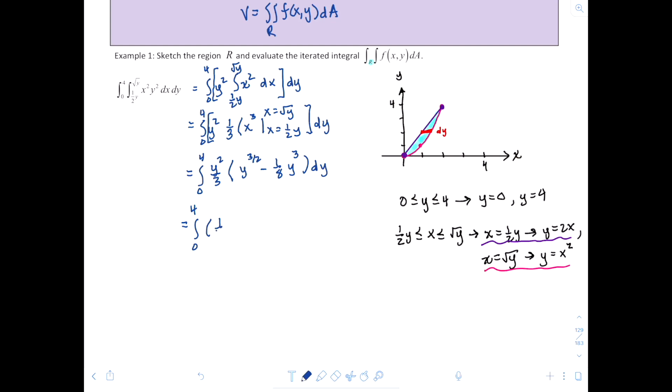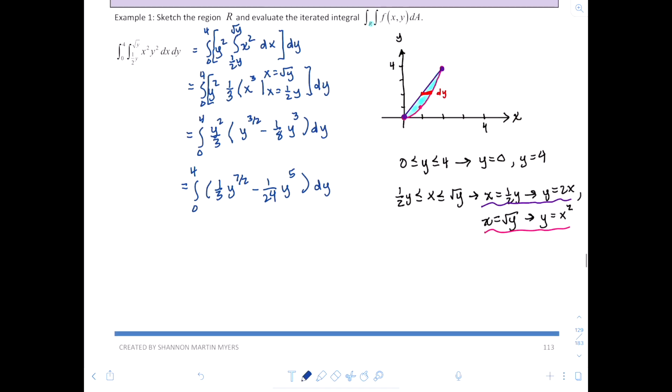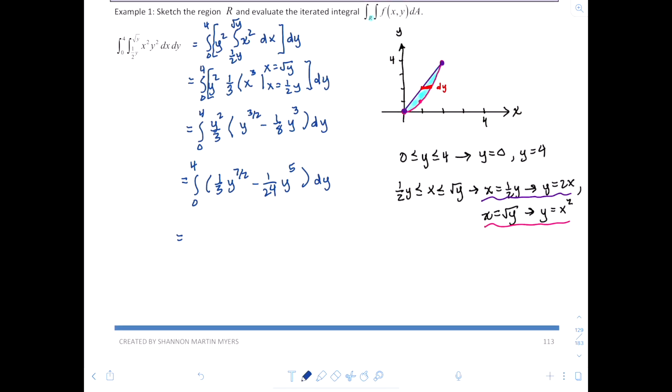So 1/3 y to the 7/2 minus 1/24 y to the 5th. And we're going to integrate this with respect to y. So this will give us the integral from 0 to 4. And then, no, we're evaluating it, my bad. So this is going to give us, increasing by 1, we would have 9/2.